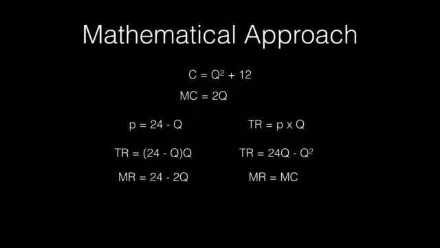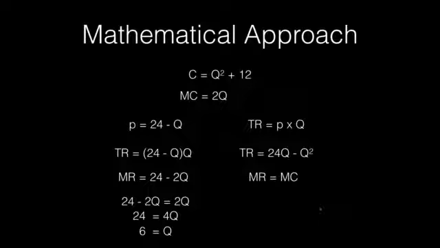So I have marginal cost and I have marginal revenue. I can set them equal to one another. So 24 minus 2Q is equal to 2Q. That is equivalent to 24 equals 4Q. I divide both sides by 4, and I get the profit maximizing output level is equal to 6. So I have the demand function, and all I have to do is place Q into the demand function. So it's 24 minus Q, 24 minus 6. So the price is equal to 18.